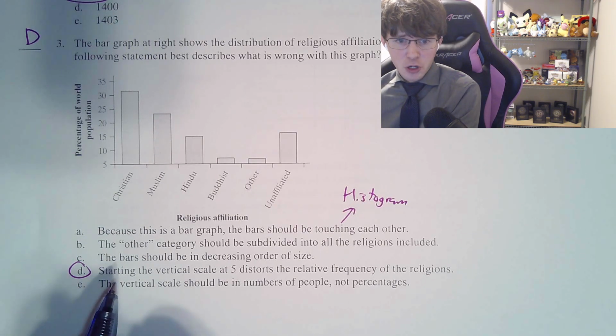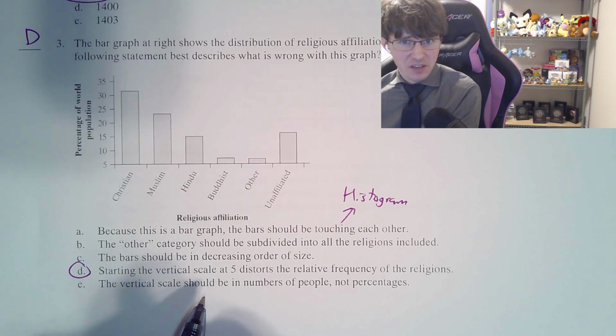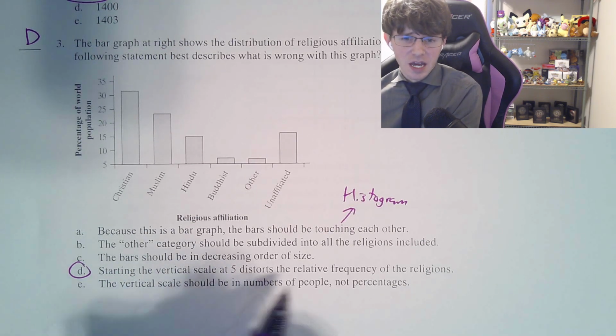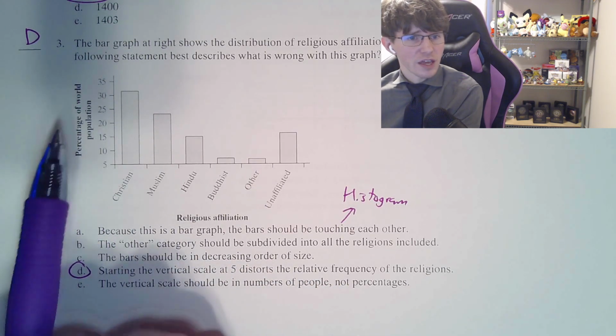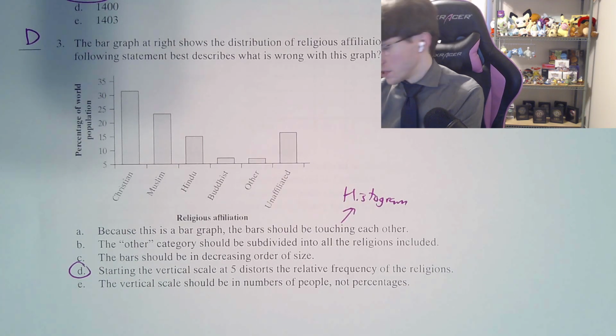Letter E, the vertical scale should be in numbers of people, not percentages. That is nonsense. In fact, this is definitely not true when you have a very high number. So in general, your vertical scale can have numbers when it's small numbers, probably lower than 20 or 30. And you should switch over to percentages, which is called a relative frequency graph as opposed to a frequency bar graph. We do want the relative in this case. The relative is much more appropriate for this situation.